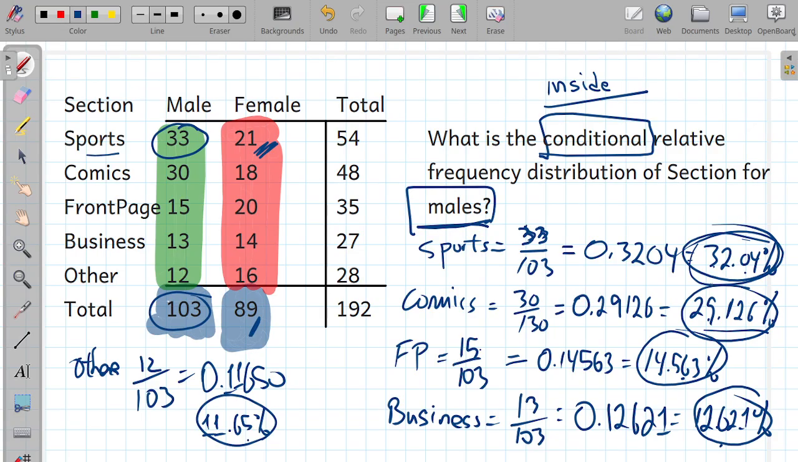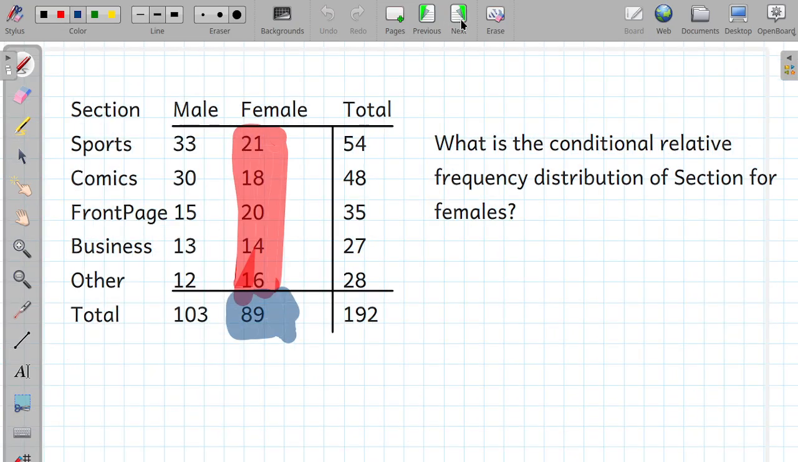Okay, moving on to the females. Didn't want to steal my thunder on the earlier one, that's why I only mentioned the female distribution briefly. So we can do this, same thing. So for the sports section, we have 21 out of 89. Well, that's got to be pretty close to a quarter, I would think. Maybe a little bit less, obviously. But let's see. 21 divided by 89.